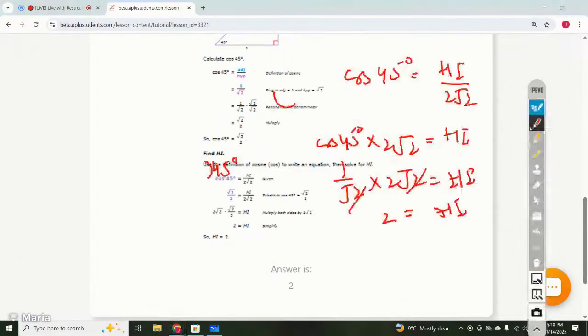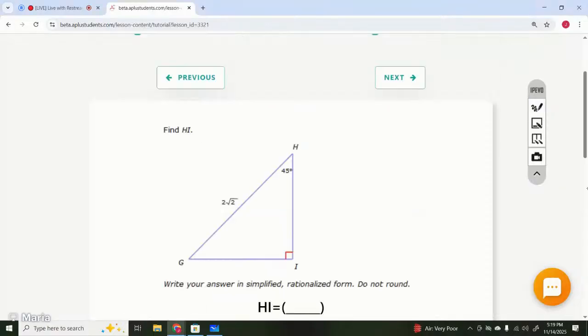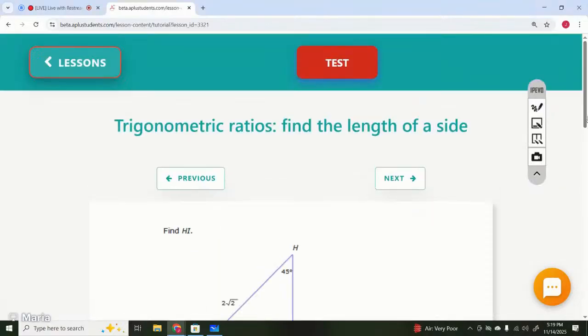So it is not necessary to use the special triangles every time. You just use the measurements given and calculate the missing side. The correct option is 2. Let's just start with the test questions.